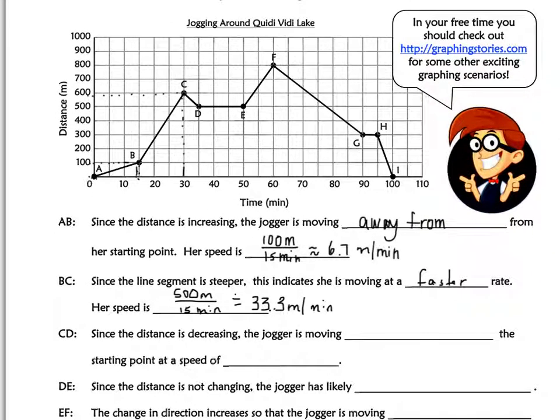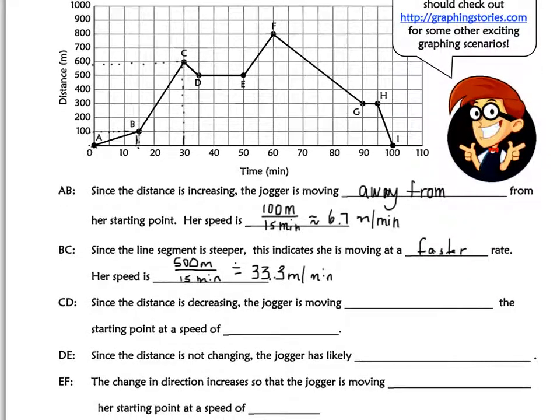So now if we look at sections CD and DE, section CD, since the distance is decreasing this time, you can see that going from point C, you're moving down to point D. So the distance is decreasing, which means the jogger is moving back toward the starting point again.